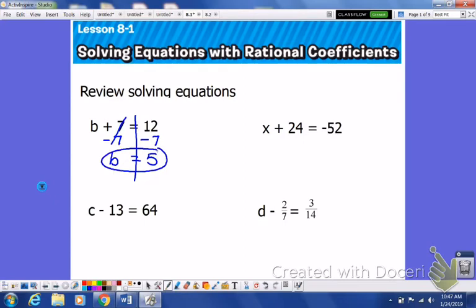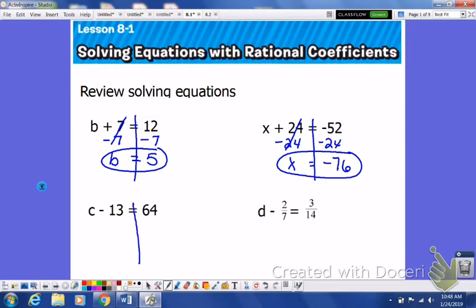Okay, so same thing over here. We draw our line down. We're adding 24, so opposite of adding 24 is subtracting 24. Make sure you do it to both sides. 24 minus 24 is 0. So x equals negative 52 minus 24 gives us negative 76. So x equals negative 76 is our solution. Now make sure when you write this on that side that you do actually do it, don't just write it.